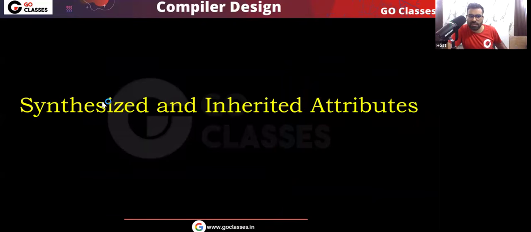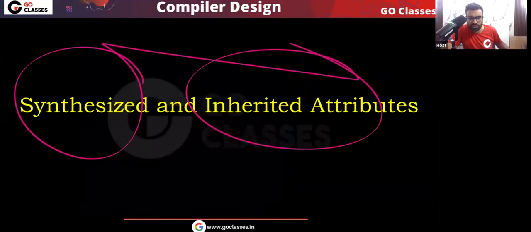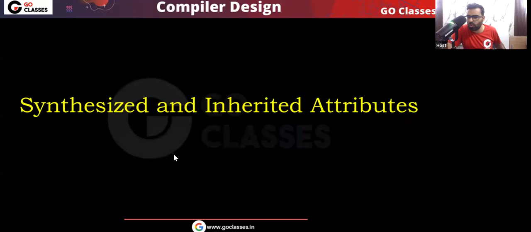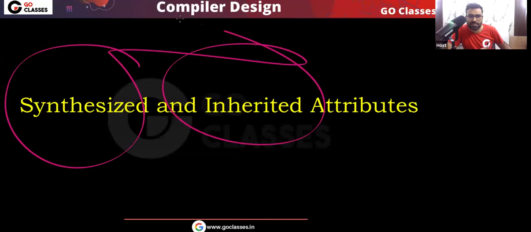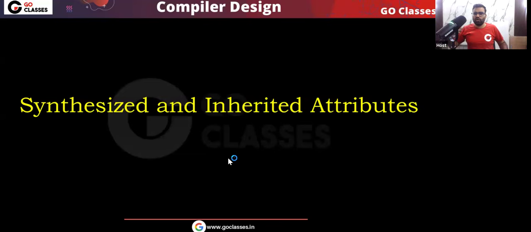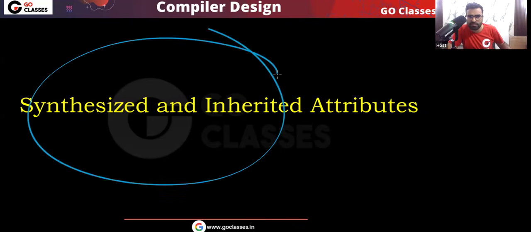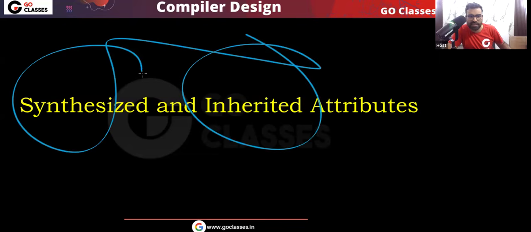Now the next topic is synthesized and inherited attributes. And this is the most important topic, I can say, from the GATE exam point of view. A lot of questions have come based on synthesized and inherited attributes. One more thing, there are a lot of misconceptions in these concepts. So we will do a lot of practice. First we will understand the correct definition of synthesized attributes and inherited attributes. Then we will do a lot of practice, all the different varieties of questions, so you will become a master of synthesized and inherited attributes.